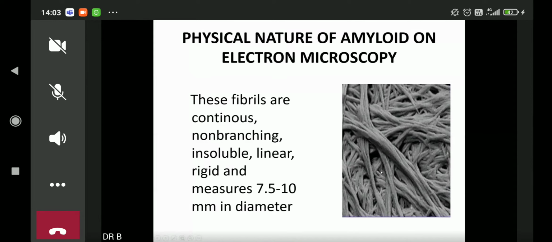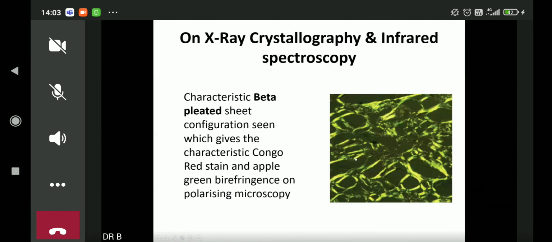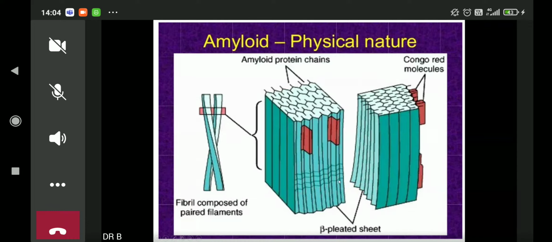What I showed in this picture, that it's continuous fibrils, non-branching, is an electron microscopy feature. On X-ray crystallography and infrared spectroscopy, it gives a characteristic beta pleated sheet configuration, which gives the characteristic Congo red stain and apple green birefringence on polarizing microscopy. So when you put a stain on an amyloid specimen and you see under polarizing microscopy, you should be able to see apple green birefringence.